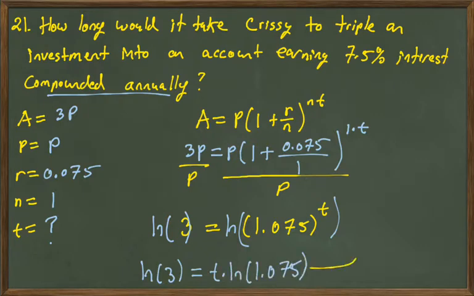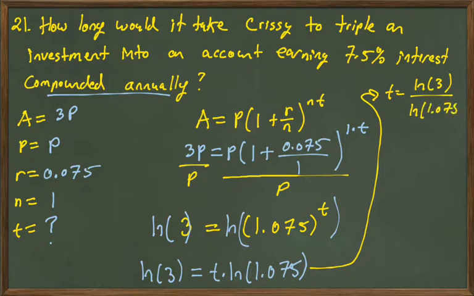1.075. To free the t, we need to divide by the ln of 1.075. So it'll be the ln of 3 over the ln of 1.075. And so that is going to be approximately 15.191 years, and then you just need to look at what the question is asking in terms of how many decimal places. Okay, that's compound interest.